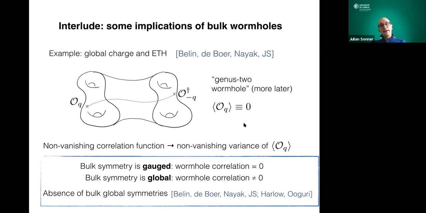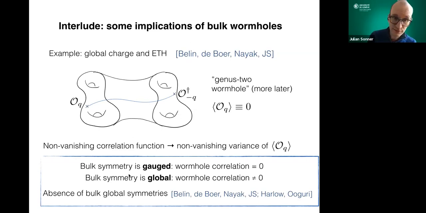Everything is fine. However, if the bulk symmetry is merely global, then you cannot argue that this correlation function generically vanishes. And in fact, generically, you would expect that it does not vanish. And that's very, very disturbing because it's completely in contradiction with our original symmetry-based statement that the 1-point function is exactly 0. And so the way that we point out that you get around this is that you must say that there can be no bulk global symmetries in a theory of quantum gravity. Otherwise you would get this paradox.